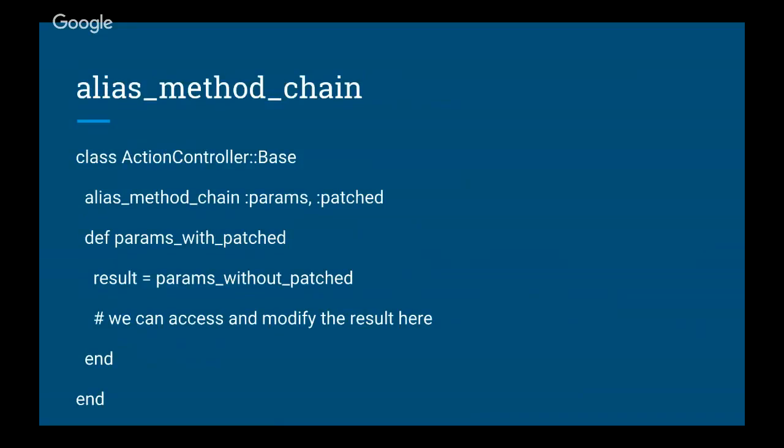Yeah, so this is an example. This is how alias_method_chain works. You wrote it in the action controller, then you did params, patched params, and def params_with_patch_params, and took the result, then modified the result, returned the result. I haven't shown the return result. It's just a return, so we can access this thing from here. This is how it used to work if you needed to monkey patch anything.